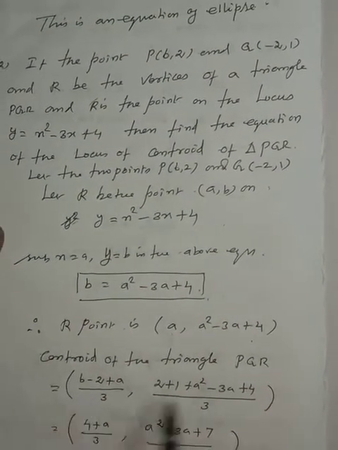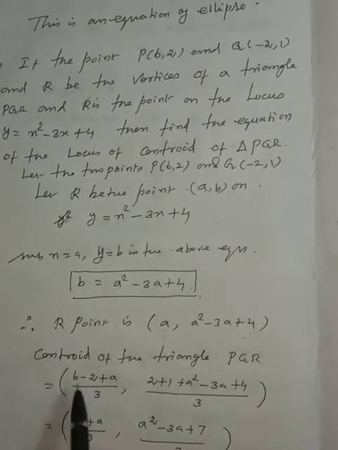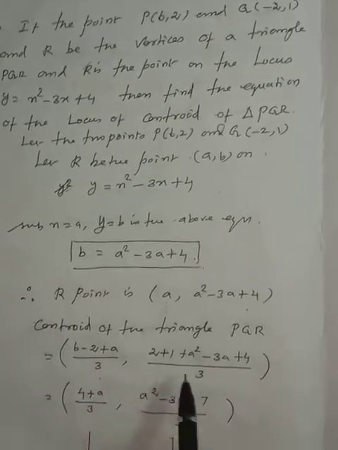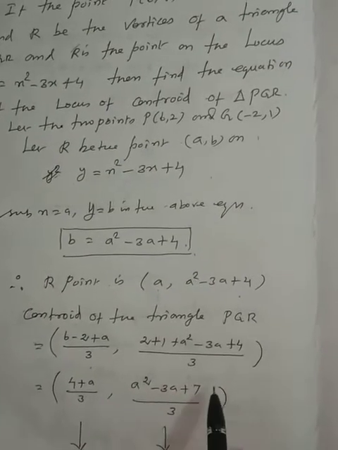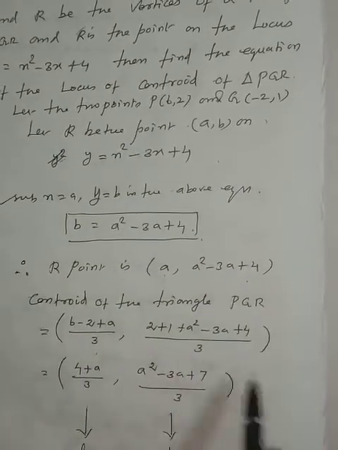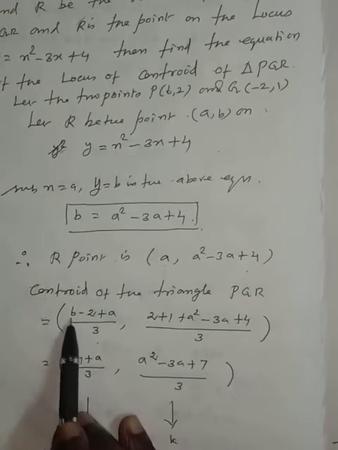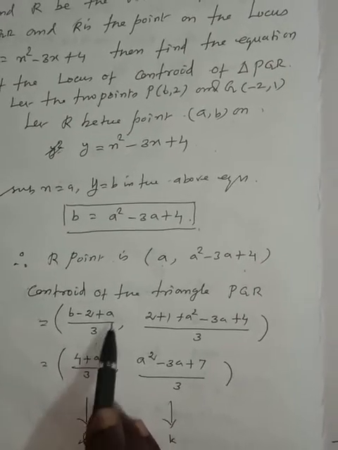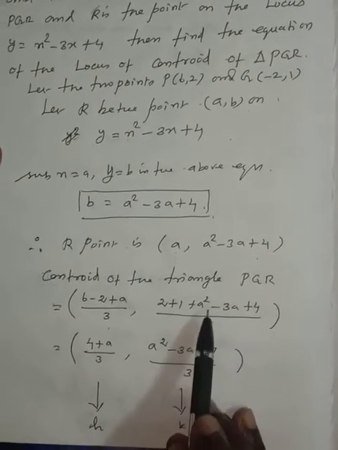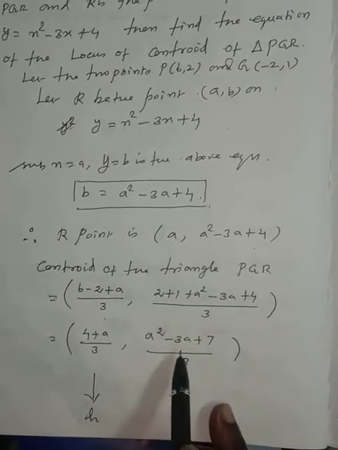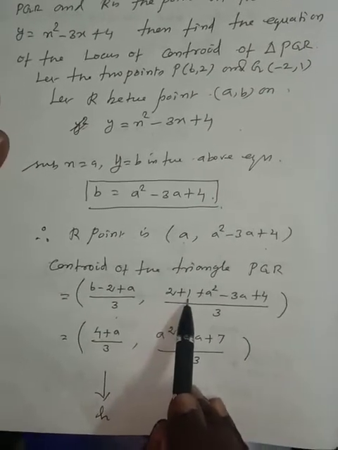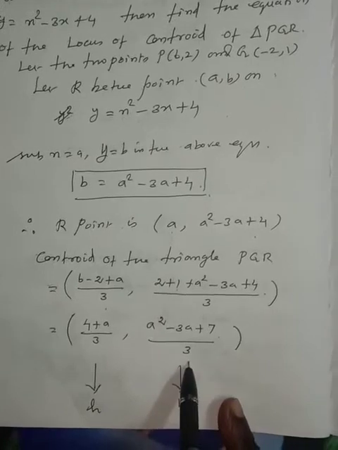Now we have to find the centroid. The centroid of the triangle is (x1 + x2 + x3)/3, (y1 + y2 + y3)/3. So 6 minus 2 is 4, plus a, divided by 3. Here a square minus 3a, 3 plus 4 is 7, divided by 3.